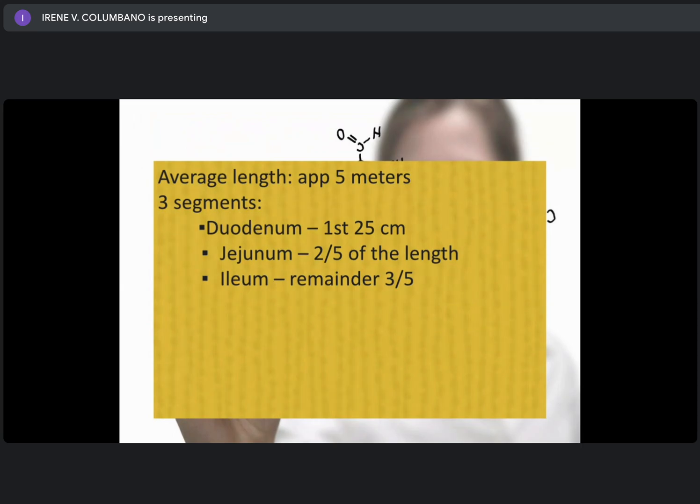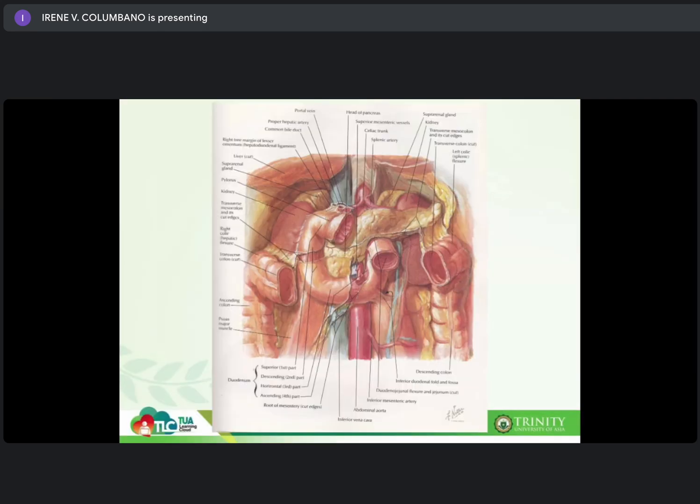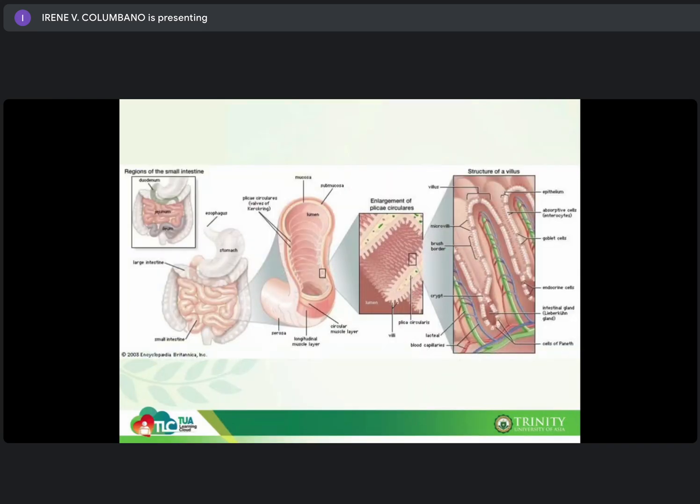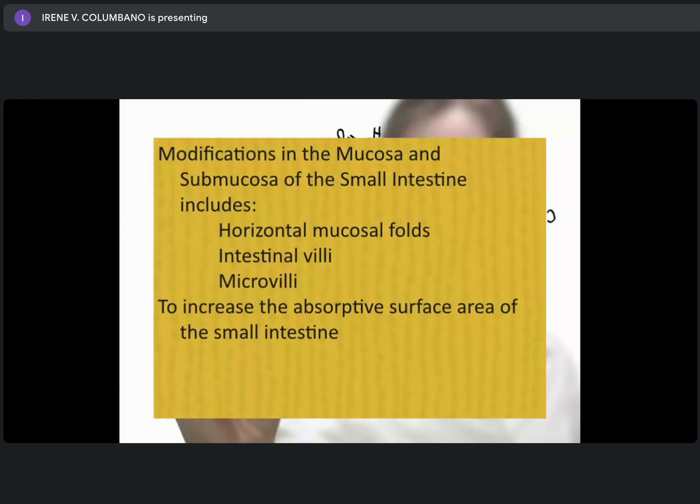So, average length approximately 5 meters, may tatlong segment siya. Duodenum, jejunum, and ileum. So, first 25 centimeters is the duodenum, at yung naka-attach na continuation niya ng stomach. And then jejunum followed by ileum, na pinaka-malayong area. So, small intestine. And then the layers and regions of the small intestine. So, duodenum, jejunum, and then ileum. Ileum will continue with the large intestine.